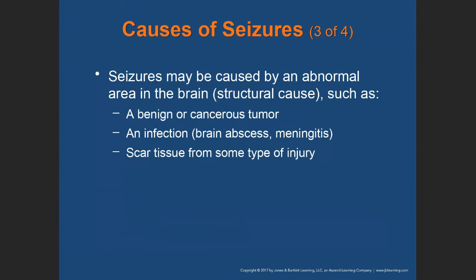Causes of seizures. Seizures may be caused by abnormal areas in the brain, structural causes such as a benign or cancerous tumor. Benign is a tumor that doesn't spread. Cancerous is the one that spreads. An infection, it can be a brain abscess or meningitis, scar tissue from some type of injury that affects the brain.